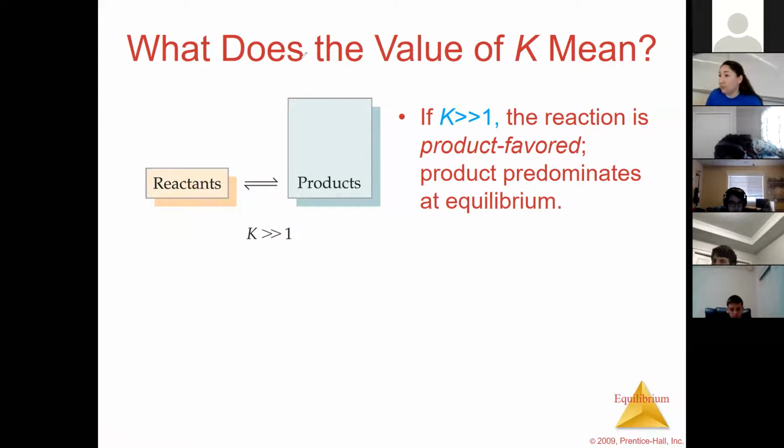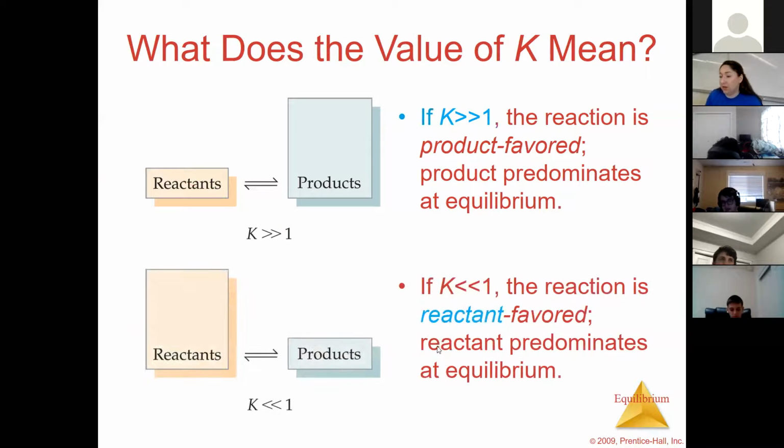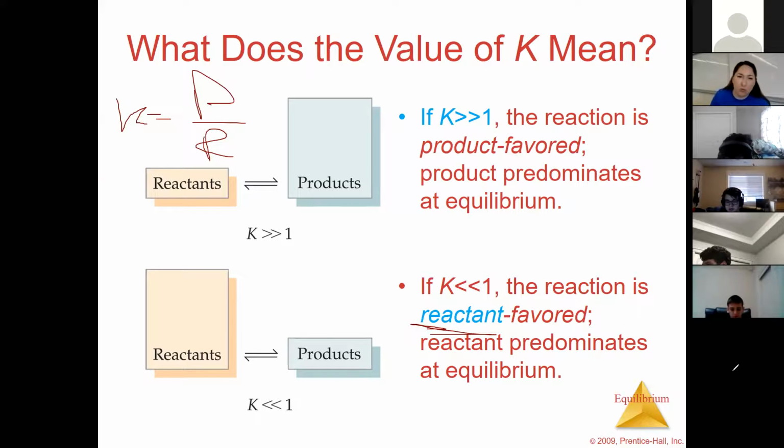If your number is smaller than 1, that means your denominator is bigger. And your denominator for your K expression is reactant concentration at equilibrium. So that means your reactants are favored, or you have more reactants at equilibrium. We just saw it as like the reverse reaction happens, or the forward reaction happens.